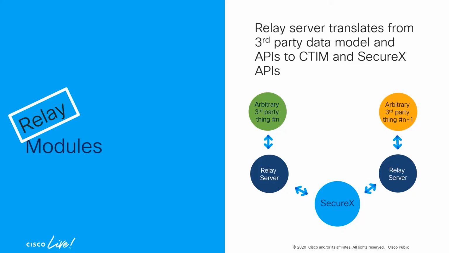In a relay module, you are contacting a relay server. A relay server simply translates from any arbitrary third-party data model and API to our Cisco threat intelligence model and the SecureX APIs. It's a go-between, it's a translator, a liaison between arbitrary third-party things and SecureX. And we don't even have to know or care what they are. We've written several for you to use, but you can also write your own.